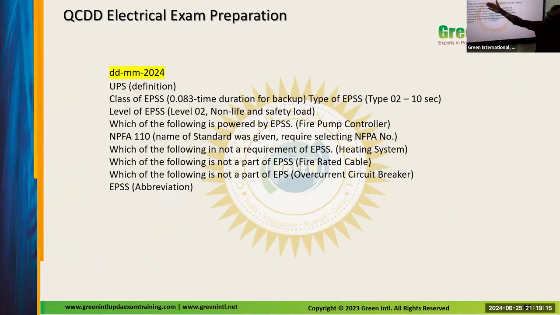Because they didn't mention the date, that's why I put it. So which of the following is powered by EPSS? Fire pump room controller. So what are the essential loads?